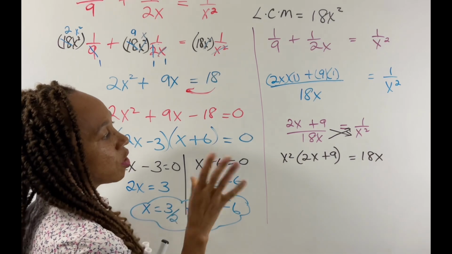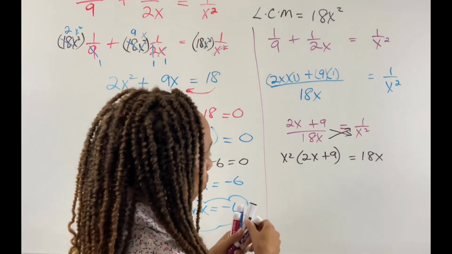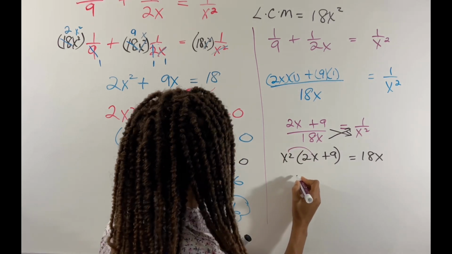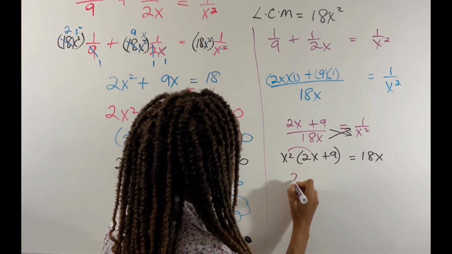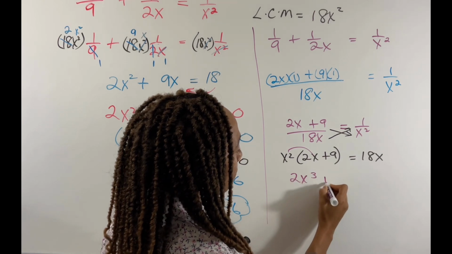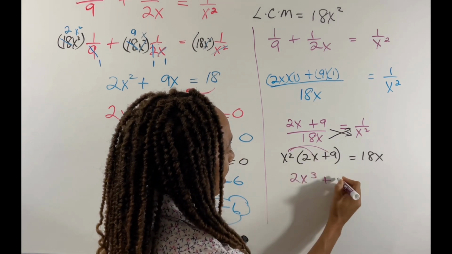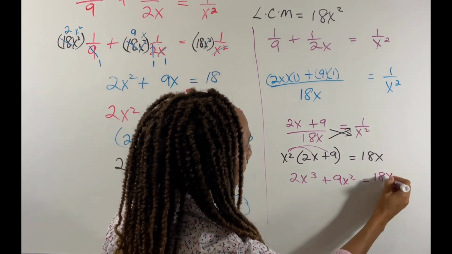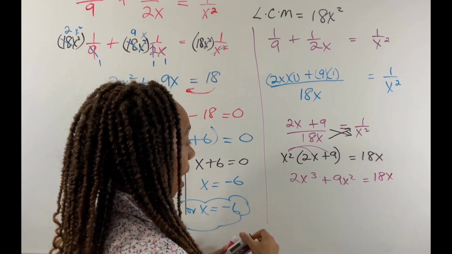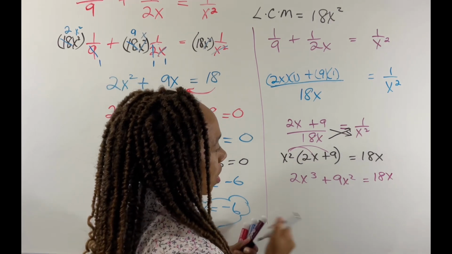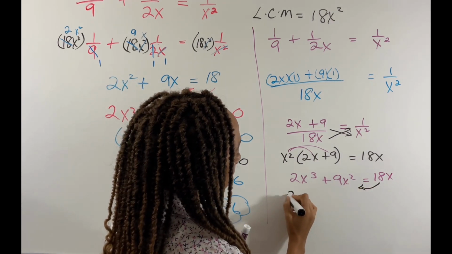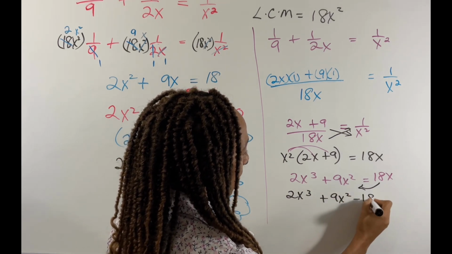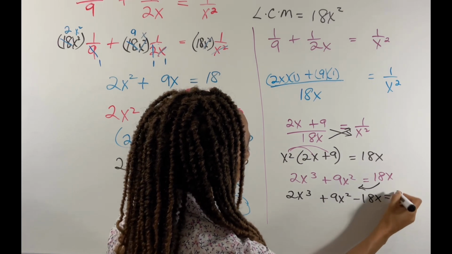All right? So once you have that now, the next thing is that I'm going to multiply this out, right? And I'm going to get 2x to the third power plus x squared times 9 is going to be 9x squared equal 18x. So I still have my 18x. So I'm going to bring this over to the side. So now I have 2x cubed plus 9x squared minus 18x. Set it equal to 0.